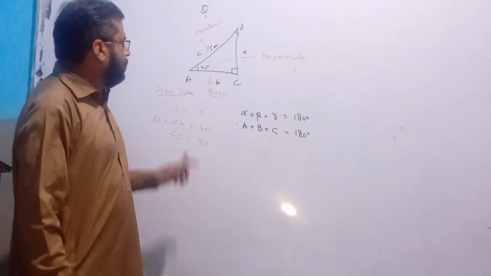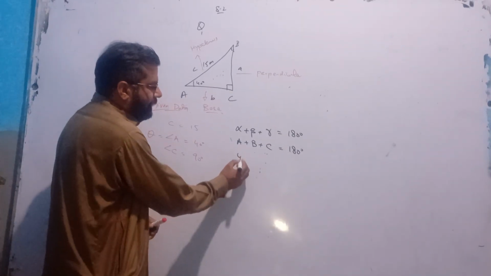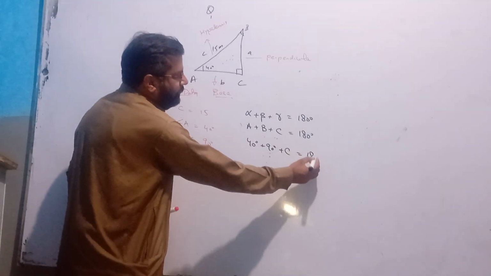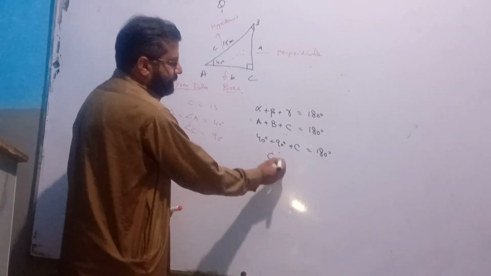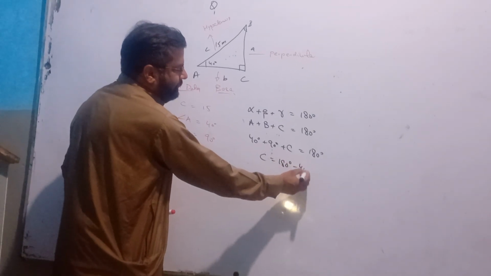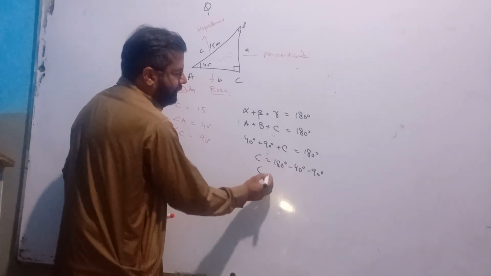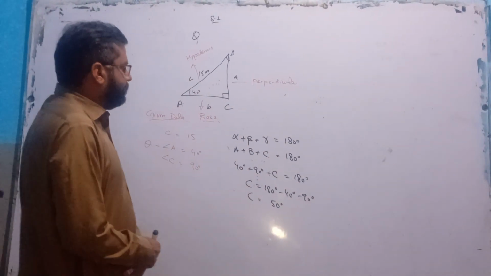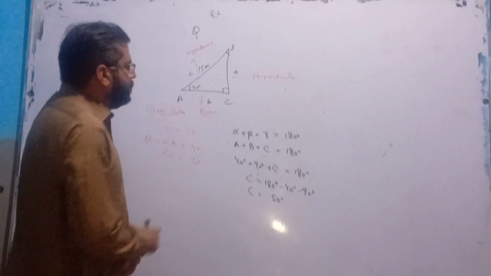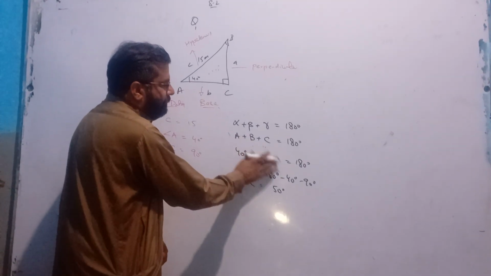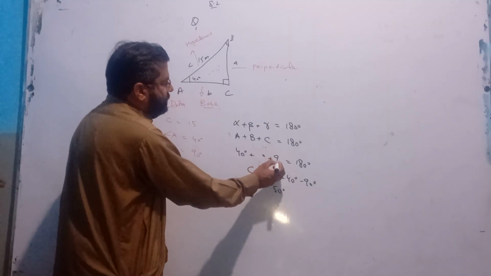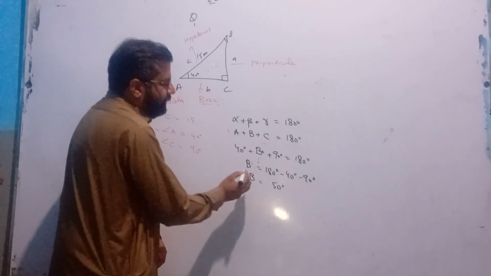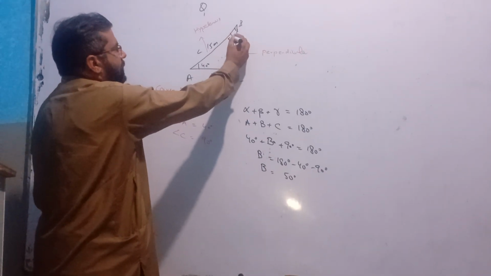Now putting the value of A and C, A is 40 degree and C is 90 degree. Angle B is 180 degree minus 40 degree minus 90 degree. So this is 50 degree. Here we have C 90 degree and we have to find the angle B. So B is our 50 degree. It means this angle is 50 degree.